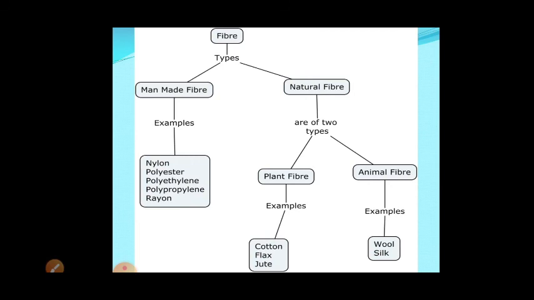Now natural fibers are of two types, plant fiber as well as animal fiber. Plant fibers are cotton, flax and jute. Also we get coir from the coconut tree. Okay, that coir is used for making mattresses. Then from the flax plant we get linen. Okay, then cotton fabric we get from cotton.